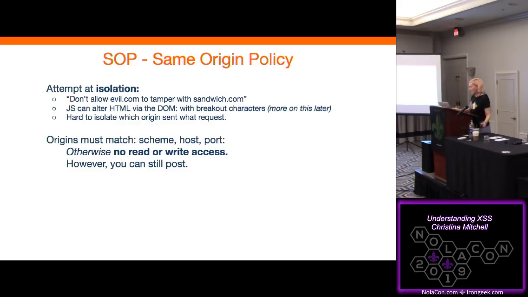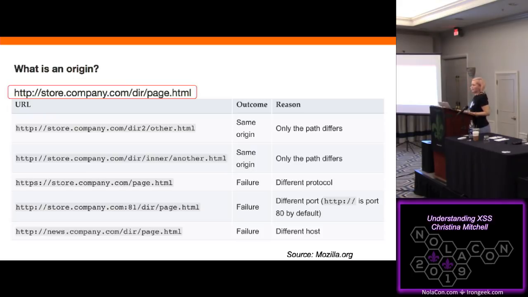And the origins should match, so scheme, host, and port, otherwise no read or write access. However, you can still post to allow sharing, but not reading the data. So here's just a diagram. Again, you probably can't read it back there.